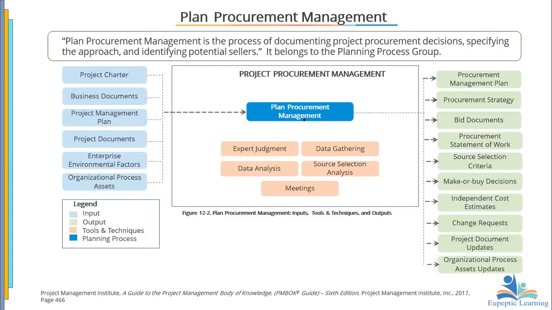Now, when we are planning procurement, we are documenting project procurement decisions, specifying the approach, and identifying potential sellers. So once we have planned this, the first thing we come out with is a project procurement plan. Then there's the project procurement strategy, the bid document, the statement of work, and source selection criteria. What is the criteria by which we are going to select? Make or buy decision. At this point, are we going to make it within or buy it? Independent cost estimate, change request, project document update, and then OPA update.